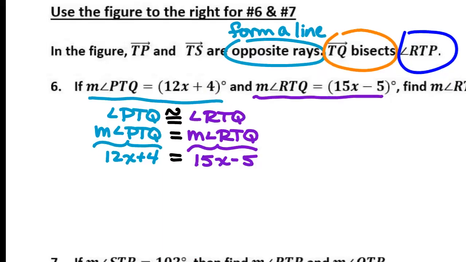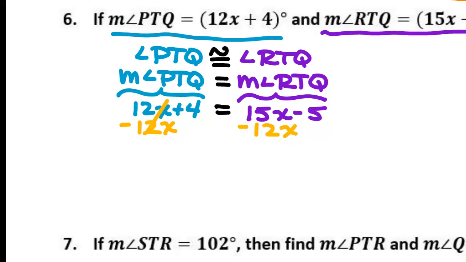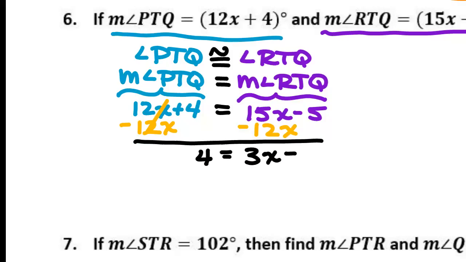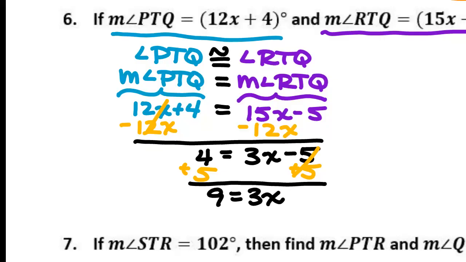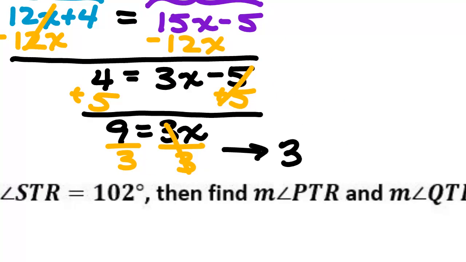And now we're going to solve this for x, which means I need my x's on the same side. So I'm going to subtract 12x from both sides. So I have 4 equals 3x minus 5. Then I add 5 to both sides. I get 9 is equal to 3x. And then I divide both sides by 3. And I get that x is 3.